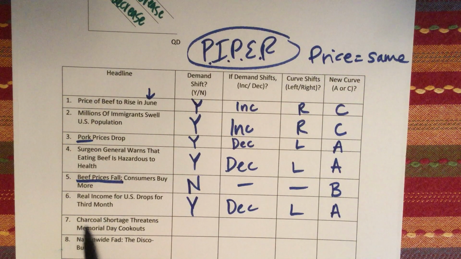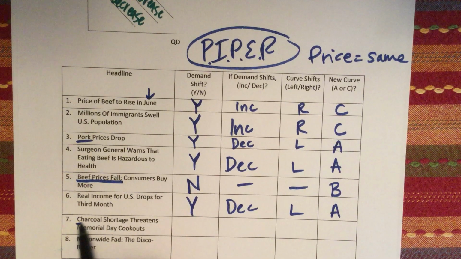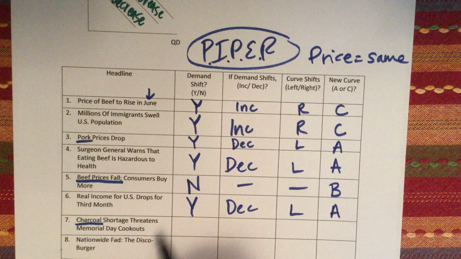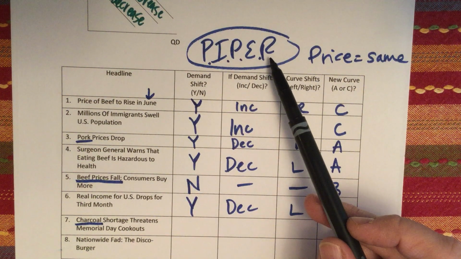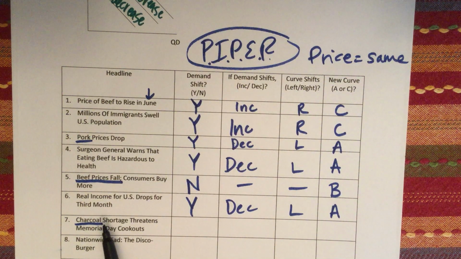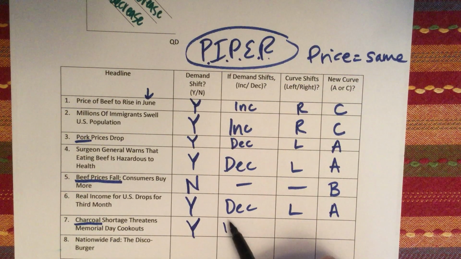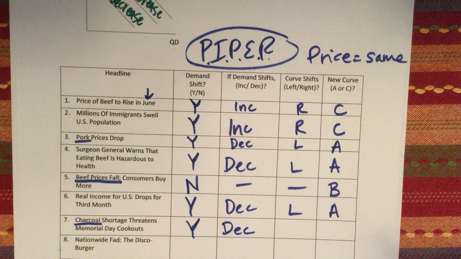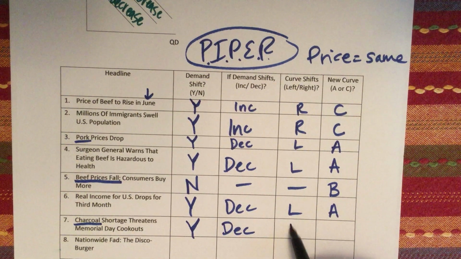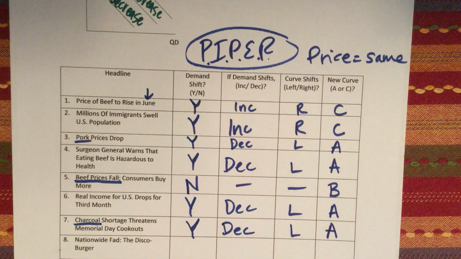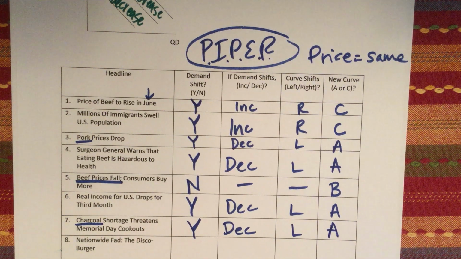Number 7, charcoal shortage threatens Memorial Day cookouts. Usually people cook burgers on the grill, and they need charcoal to do so. So charcoal and beef are substitutes, related goods, not substitutes, I'm so sorry, scratch that out. They're complements, they go together. If we're not finding charcoal, we're not going to be able to grill burgers, we don't need beef. So yes, it does affect demand because it is a related good. The demand for beef is going to decrease because we don't even have charcoal to grill it, so it's going to shift to the left, and the new curve is going to be A.